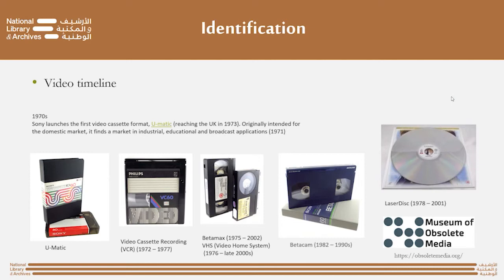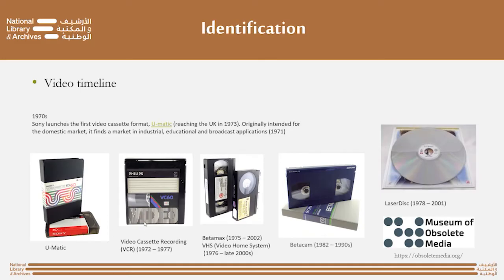So Sony launched the first video cassette format called the U-matic, which is right here on the furthest left of the screen. It was originally intended for the domestic market, however it found a market in industrial education and broadcast application in 1971. Their main target was home video, but then it got accepted into the broadcast engineering industry and moved forward. So U-matic and Betacam especially were mostly targeted for the broadcast industry. I mean, not really targeted, but they ended up being used by the broadcast industry.